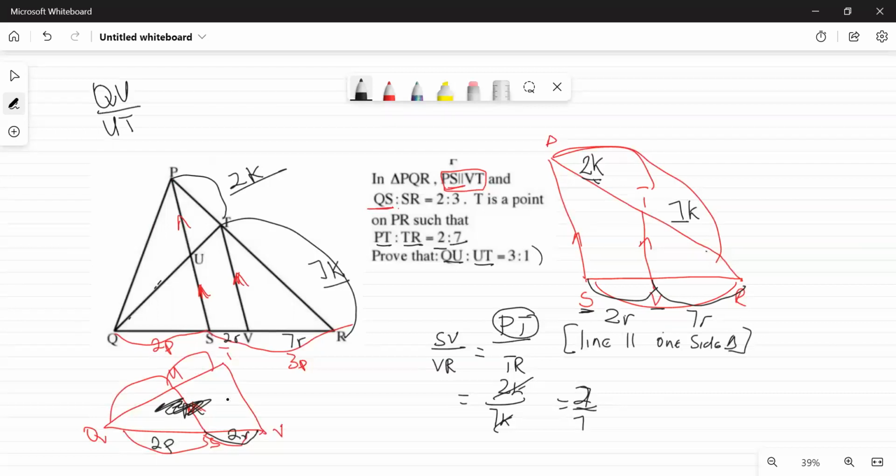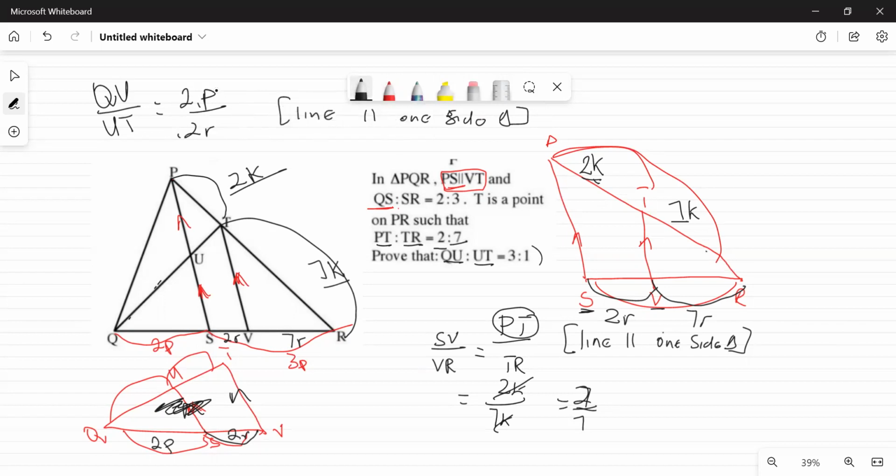Now, QU all over UT, because of these parallel lines, you see these parallel lines again? It should be equal to what then? It should be equal to QS all over SV. And then we'll explain why we are saying that. We're saying that because we have a line which is parallel to one side of the triangle. But we know what QS is. What is QS? It's 2P. So we'll write here 2P. And then what is SV? This one is 2R.